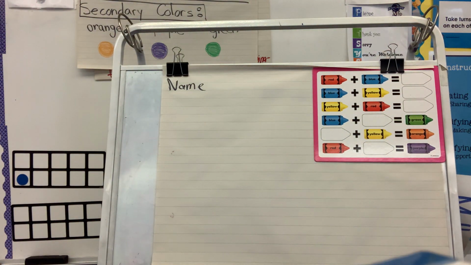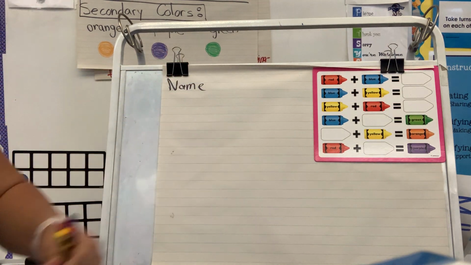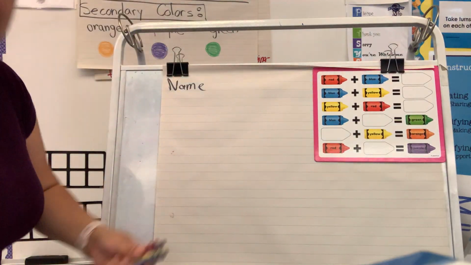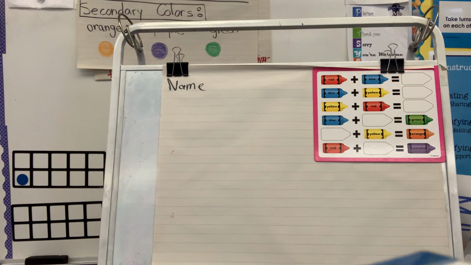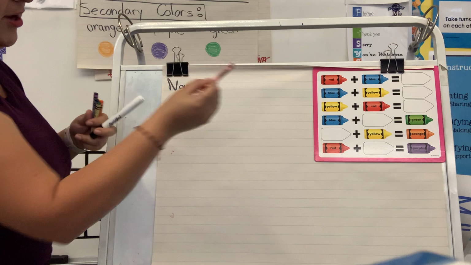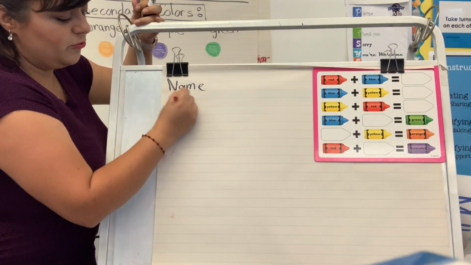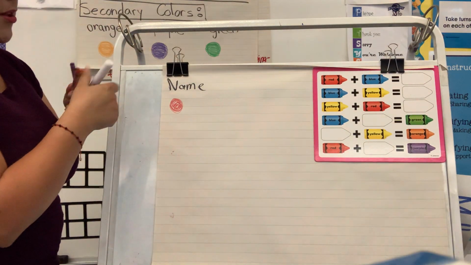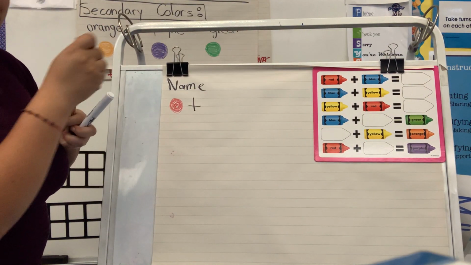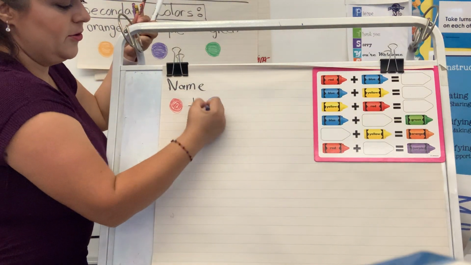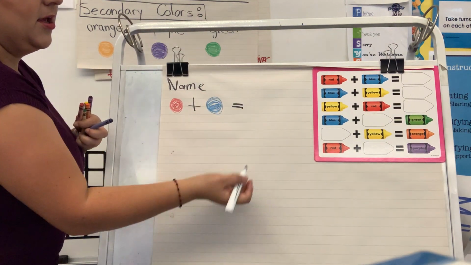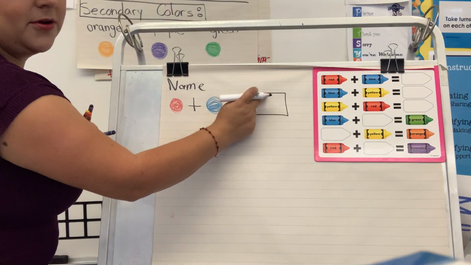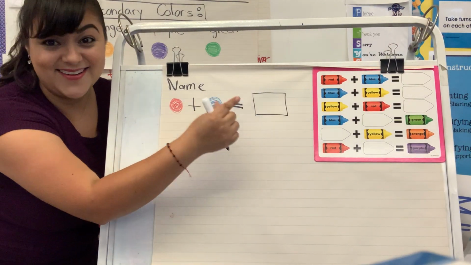We have red. So with your red crayon today, you're gonna need your crayons, your primary and secondary colors, and you're gonna need your pencil. So I have my crayons ready, and I have my pencil. So I'm gonna do red. You don't have to draw a crayon if you don't know. You can just draw a red circle plus blue. You could just draw a blue circle equals, and now here's a missing color. You have to draw for me. What color did they make?